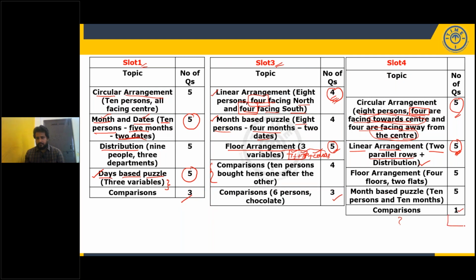I'll check once. If I get it, I'll let you know and display it here. While we are explaining slot 4, I may give you that. Along with this, we are going to discuss just slot 3 memory based questions. In our next videos, we are going to discuss slot 1 memory based questions and slot 4 memory based questions. At that time, I will display that. What is the one more puzzle that we missed out here?